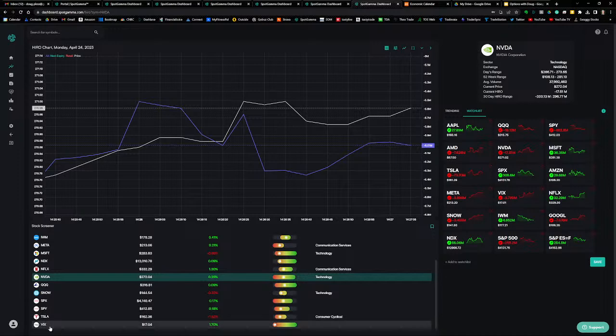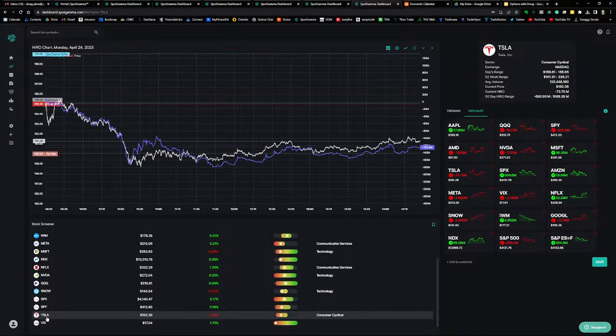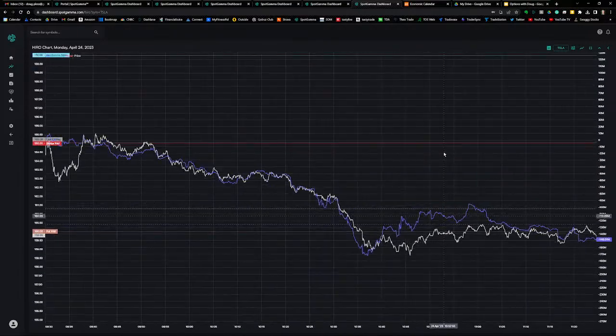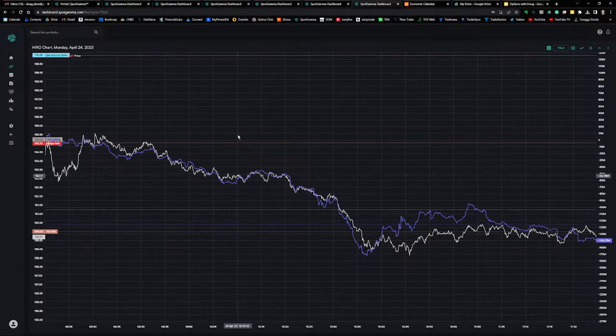All right, let's take a look at Tesla. And Tesla is another stock with a very strong correlation between hedging flow and price action. And note that Tesla reverses lower at the 165 hedge wall right here. And traders start taking negative delta positions and price moves lower.